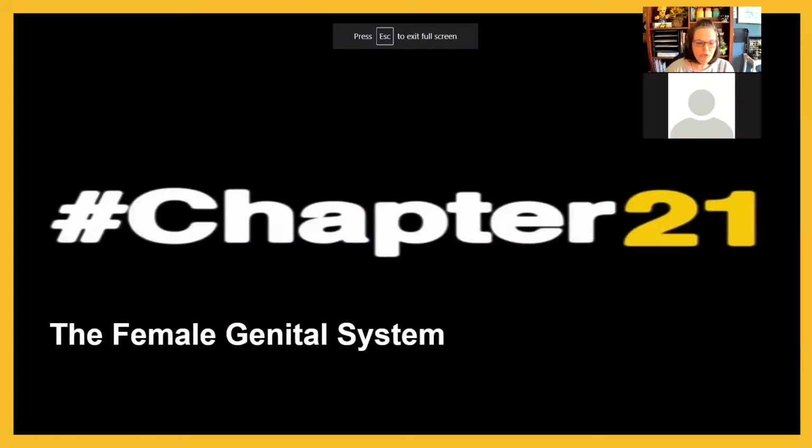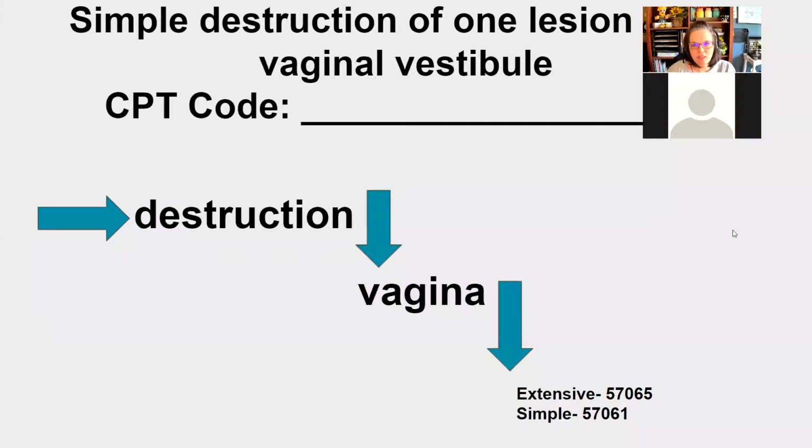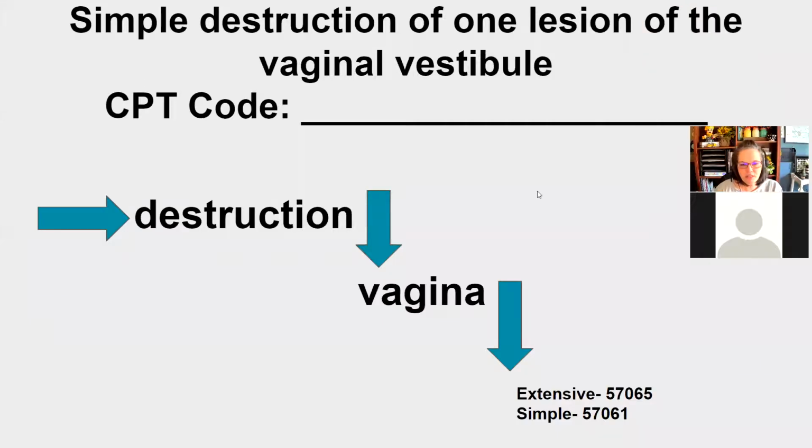So this is chapter 21, the female genital system, and this is going to be our first scenario. It is simple destruction of one lesion of the vaginal vestibule. The first thing we have to do is pick out that key term. That key term is going to tell us what we need to look up in our index.